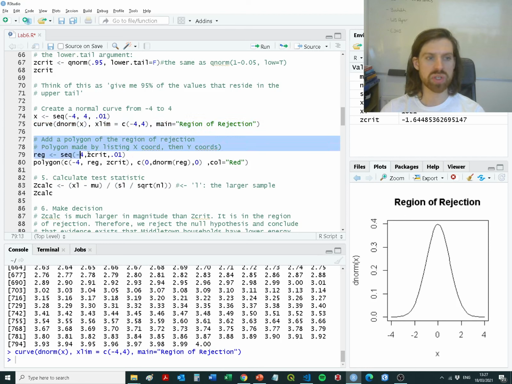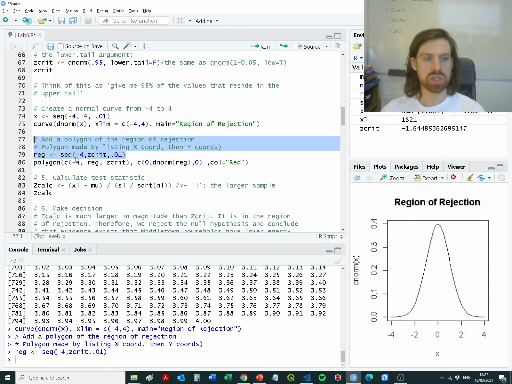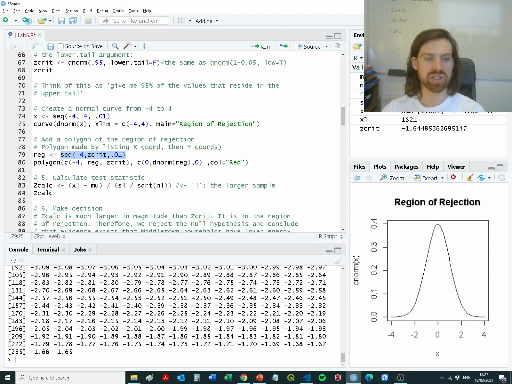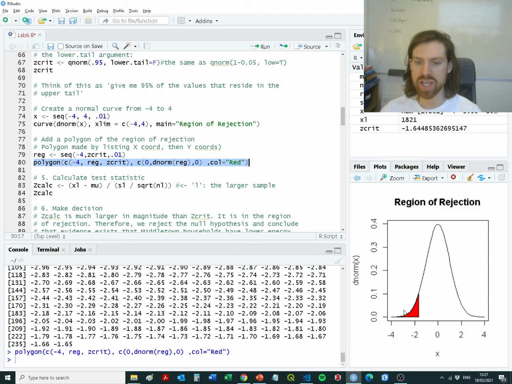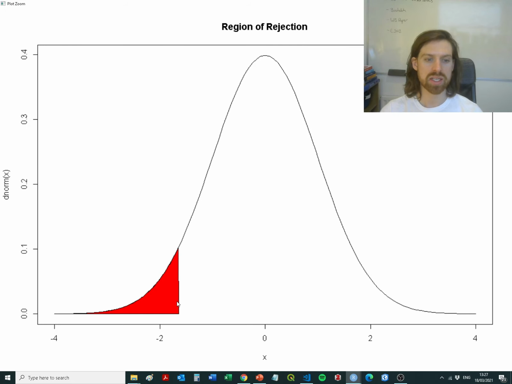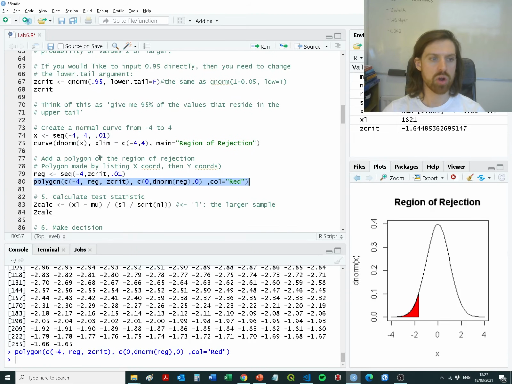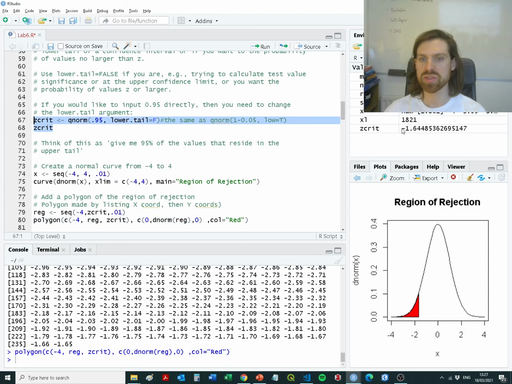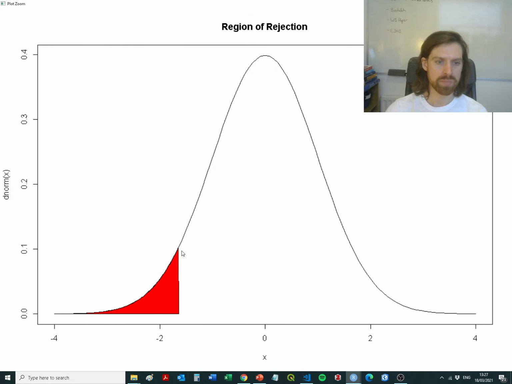And then we can colour in our region of rejection, okay? We can take our critical value, create a sequence out of it, and then place these values as a polygon on top of what we already have, and then that critical region of rejection is really quite clear for us to see. So if we go back to the value that we had for xcrit, which is minus 1.644, this is the location, and all of the values that fall below this value are in the region of rejection.